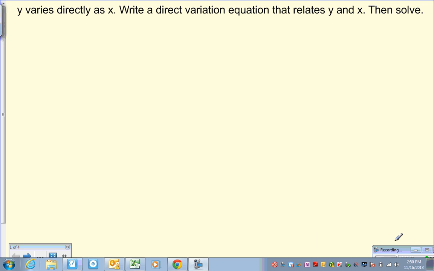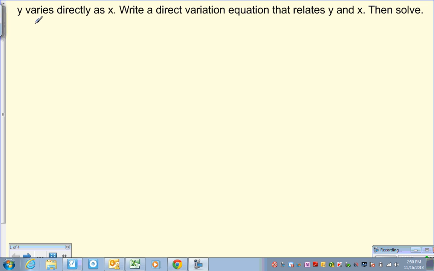Alright, so this video is meant to help you with your homework if you are struggling with these equations where y varies directly as x. So what I've written so far, or typed, is the exact same directions that are in your book, and it says y varies directly as x. Well, all that sentence is saying is that we're dealing with direct variation.